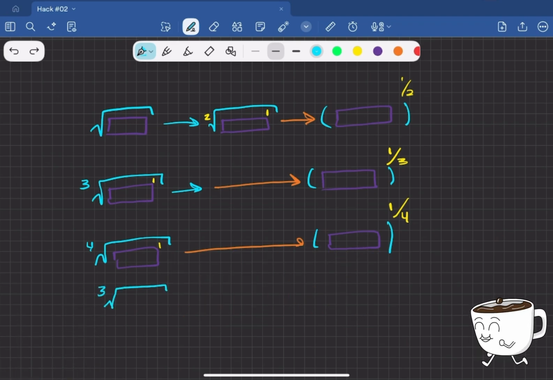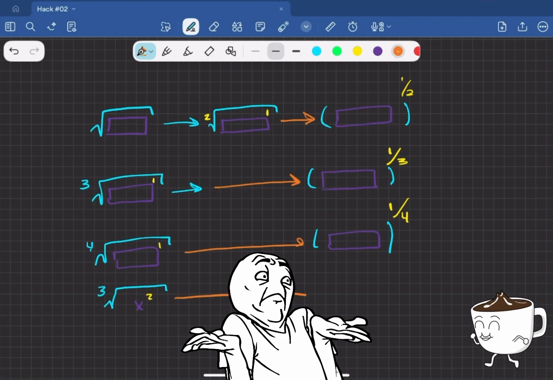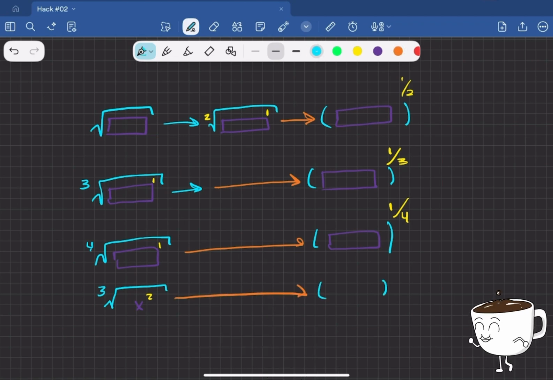And finally, if we had the cubic root of x squared, I'm going to put the x in purple because it is the little box. What is happening here? We place the parentheses with the little box. What is in the numerator? Remember, the numerator holds the exponent of the box, which would be 2, over what is in the root house, 3. So 2/3, perfect.